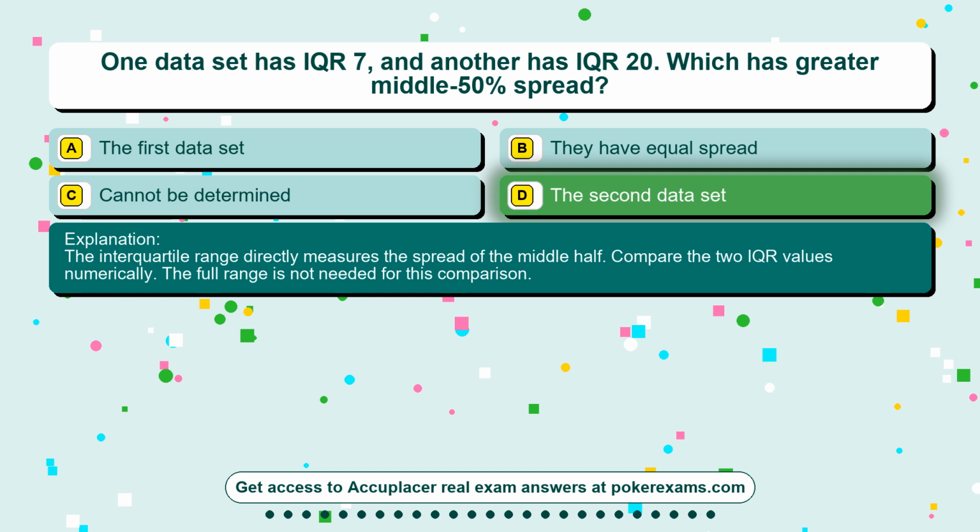The interquartile range directly measures the spread of the middle half. Compare the two IQR values numerically. The full range is not needed for this comparison.